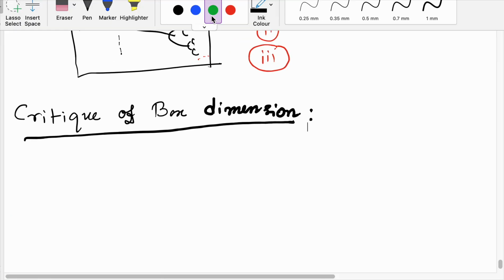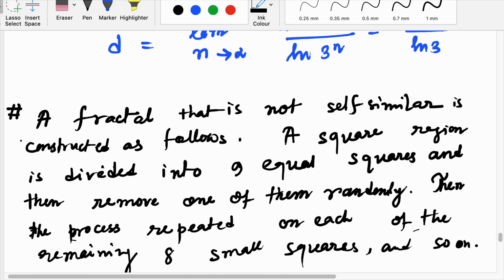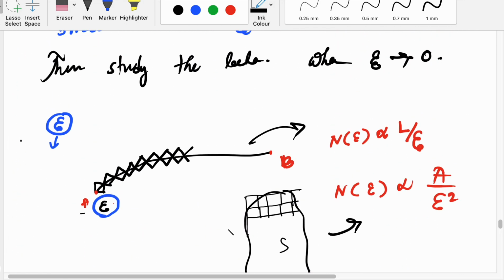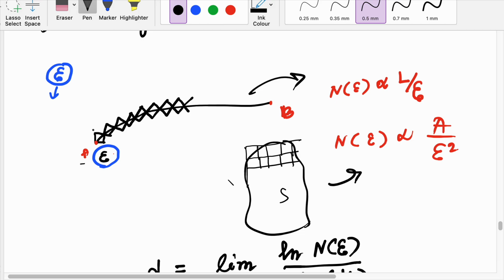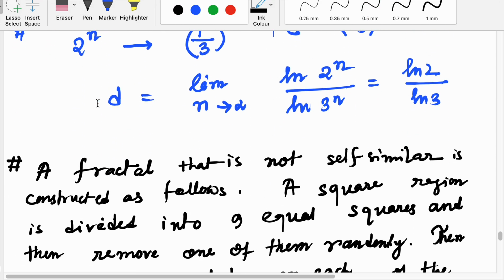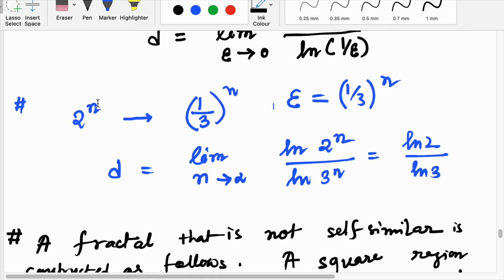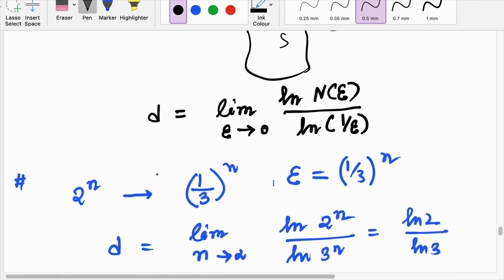So what is the critique of this box dimension? So the first critique is, and which we can solve, that if you recall, whenever I just want to count the number of boxes which minimally cover my geometrical object, we have to find this minimal cover of the box. What is the minimum size box? Luckily for the Cantor set, we know this minimum size is 1/3 to the power n.